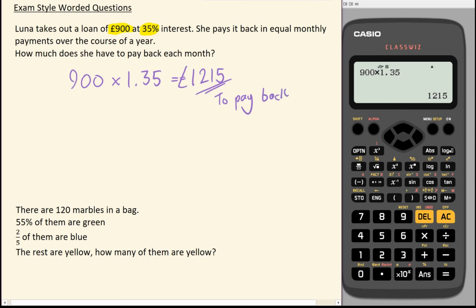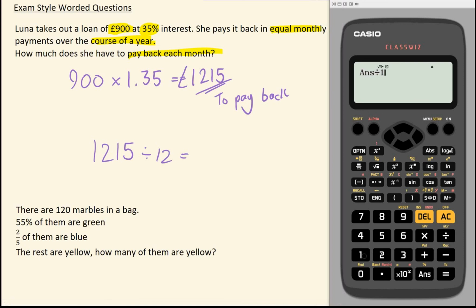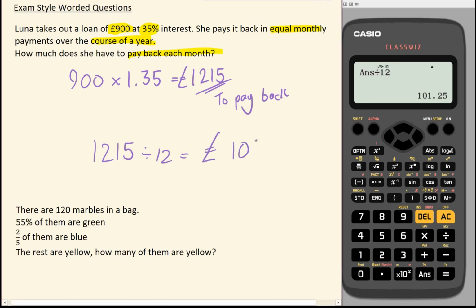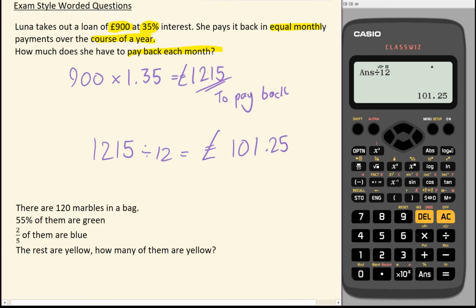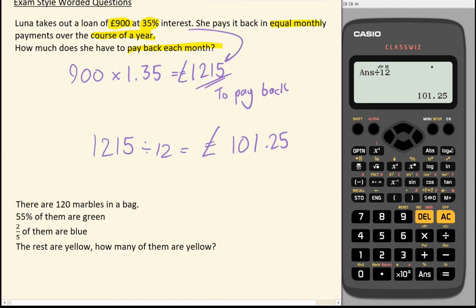Next we are told she pays it back in equal monthly payments over the course of the year. How much does she have to pay back each month? Okay, so we're pretty much done now. There are 12 months in a year, so we just take this 1,215 and divide it by 12. That will be her monthly repayment. As a decimal, it is £101.25. Pretty straightforward. Just read it carefully, read it line by line, and you can basically work out stuff as soon as you can to make things a bit easier.